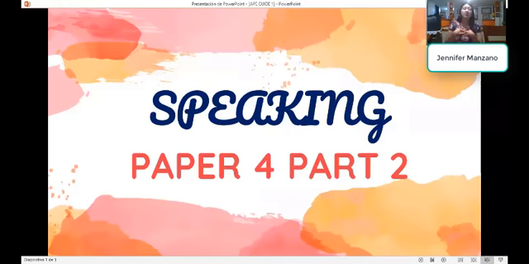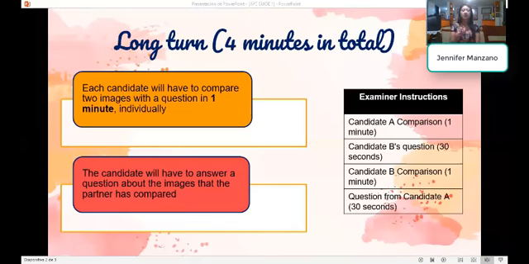My name is Jennifer Manzano, and let's continue talking about paper number 4, part 2. This part is called long turn. We have 4 minutes in total. In this part, each candidate will have the opportunity to compare 2 images with a question in 1 minute individually. After that, the candidate will have to answer a question about the images that the partner has compared in 30 seconds.